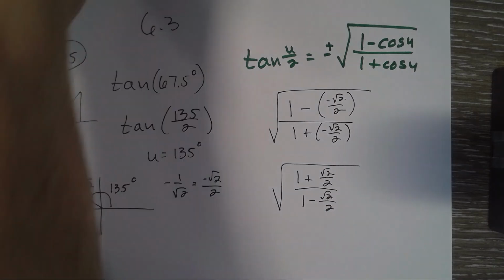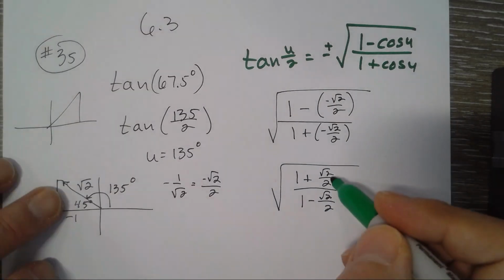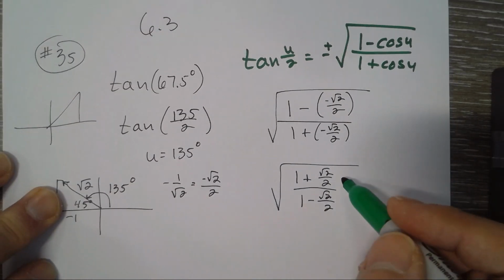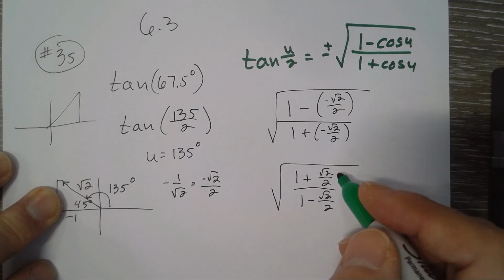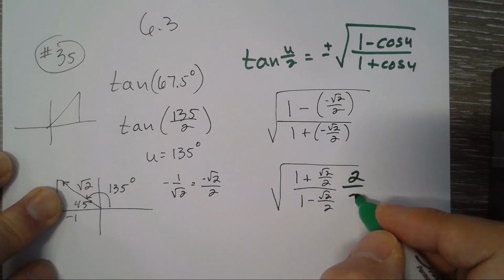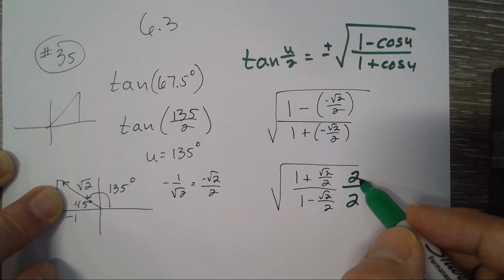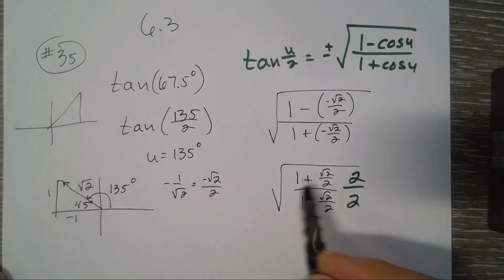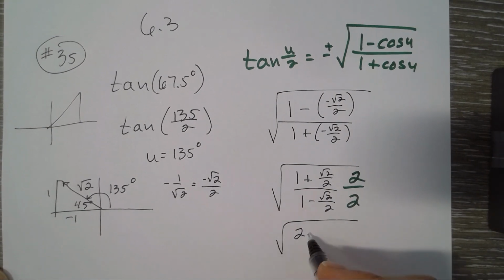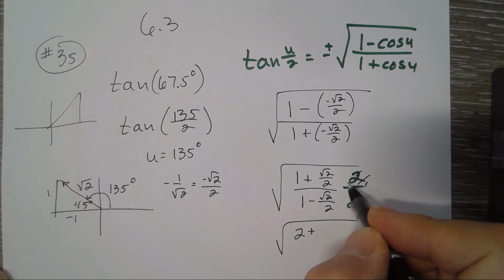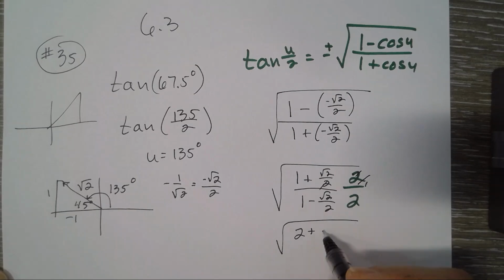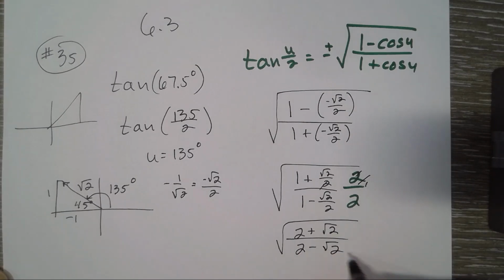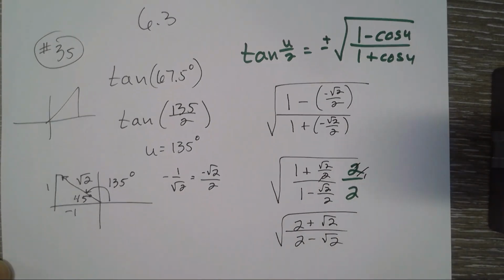So we have two little fractions inside the bigger fraction, so I can get rid of the denominators by multiplying the top and bottom of the big fraction by 2. And if you want to think of it as 2 over 1 both times, 2 times 1 is 2. And if it's 2 over 1, these 2's cross off, so 2 plus square root of 2 over 2 minus square root of 2. Alright, so that is a version.